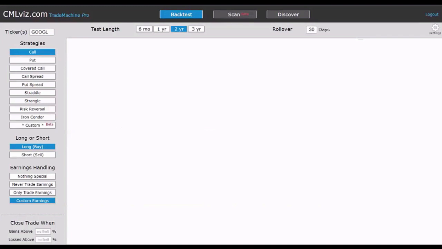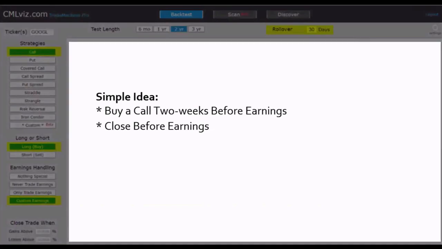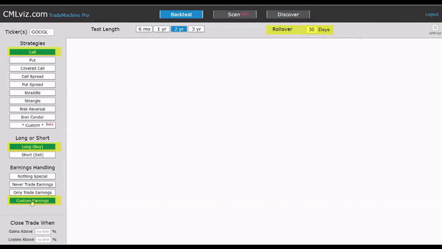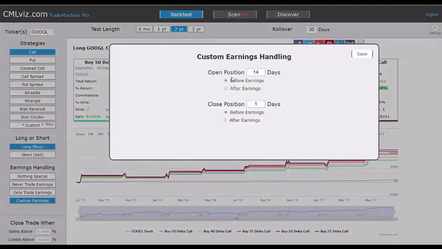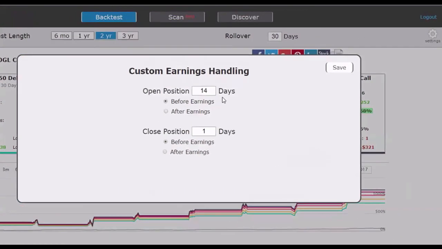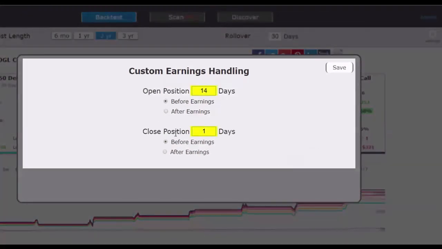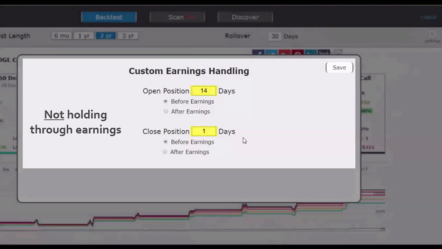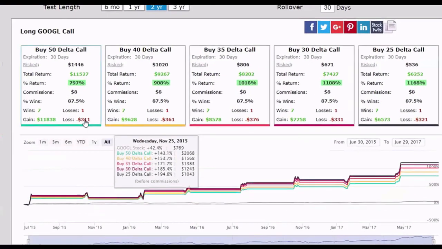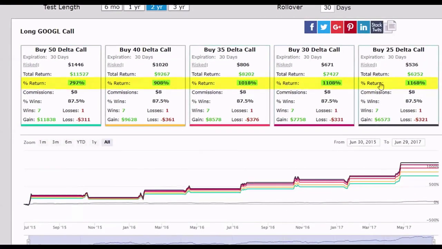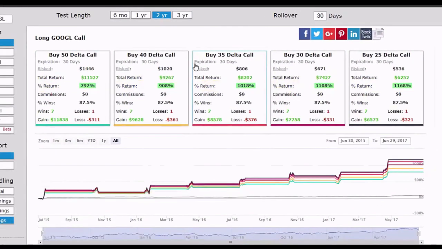Let's look at a simple idea. Let's just buy a monthly call option in Alphabet 2 weeks before earnings and sell the call before the earnings announcement. So we'll get long a call, we'll go to custom earnings handling, we'll open the trade 14 days before earnings, and we will close the trade 1 day before earnings. We are not taking an earnings bet. This is a pre-earnings trade. And here are the results. We can see across the board, this has been a winner. It looks like the 35 delta has been the sweet spot.